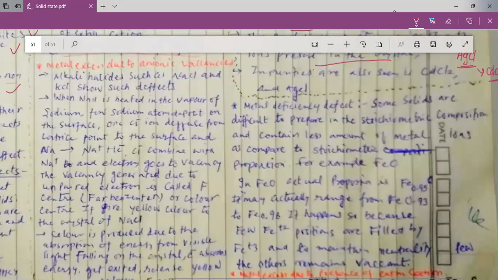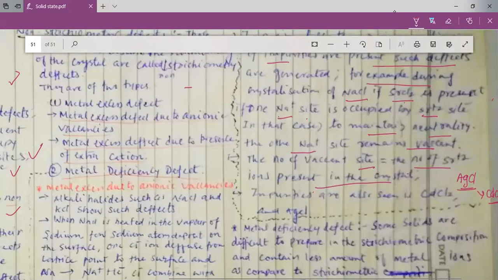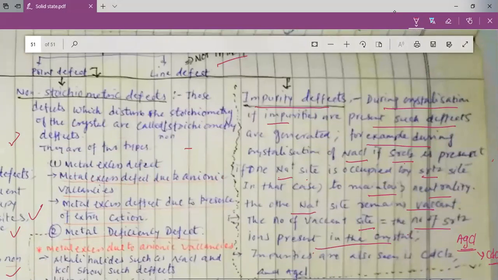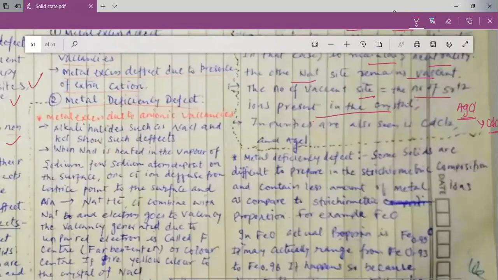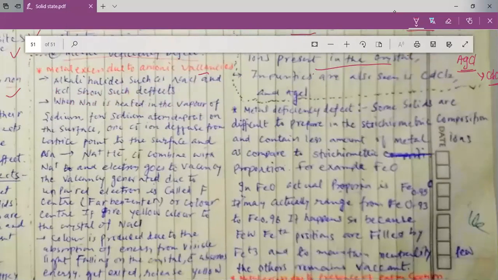Then, my dear students, we want to study about the non-stoichiometric defects. The defects which change the stoichiometry of the compound are known as the non-stoichiometric defects. Let us first study about the metal excess due to the anionic vacancy. So we have seen that when NaCl is heated in the vapor of Na, one Na atom comes on the crystal, which produces an Na+ ion and one electron. That electron diffuses to one of the Cl- ions, which goes near the Na+ and forms NaCl.